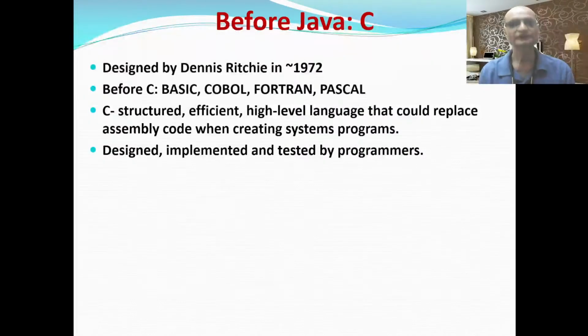The important reason that C is successful is that it was designed, implemented and tested by programmers. That means it has stood the test of time. That's the way people typically say.